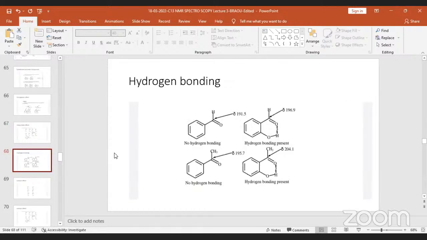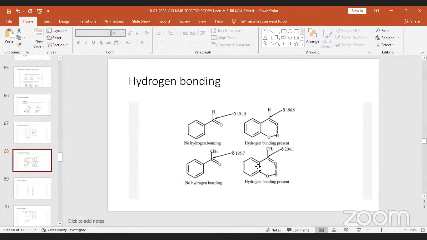Next, hydrogen bonding also influences the chemical shift because hydrogen bonding also affects the electron density. See, this is no hydrogen bonding, 191.5, aldehyde carbonyl. Here, hydrogen bonding is present, intramolecular hydrogen bonding. Therefore, it is shifted about 5 to 6 ppm downfield, or higher frequency, 196.9, you see. And here also, you see 195.7, 204 points, so roughly around 5 to 6 ppm. So from this you can understand whether intramolecular hydrogen bonding is present in the molecule or not.